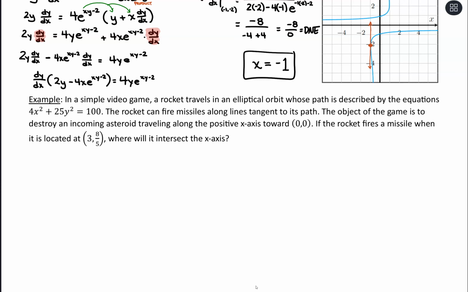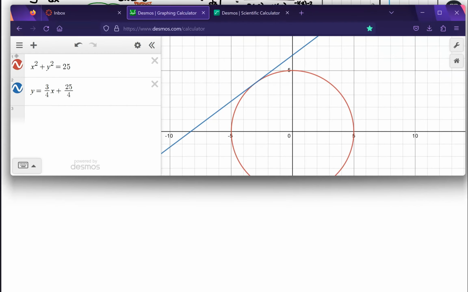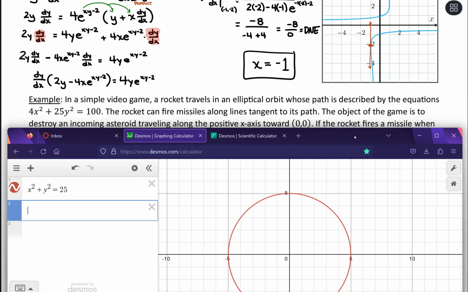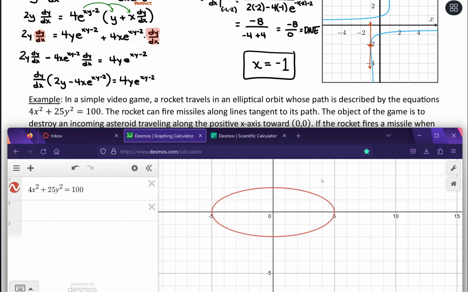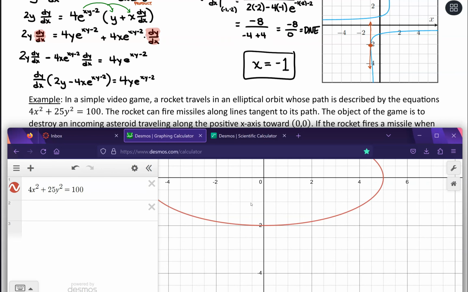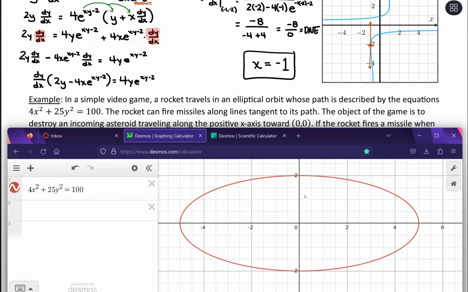In fact, let's get a visual going here. Let's go ahead and graph that so we can see what this rocket is doing. So 4x squared plus 25y squared equals 100. Making sure I typed it all in correctly. All right, there's our ellipse that the rocket is traveling on.